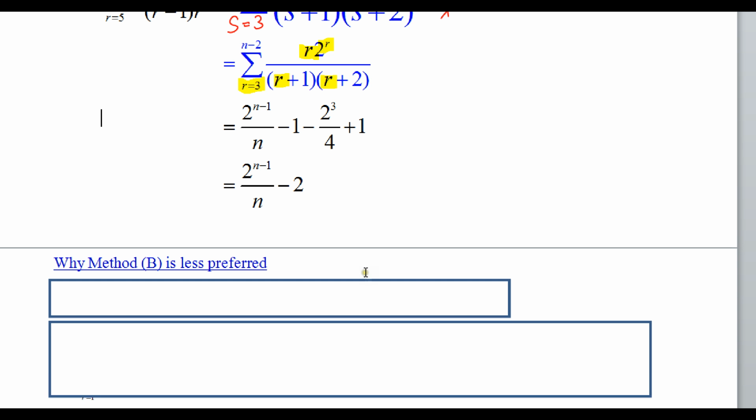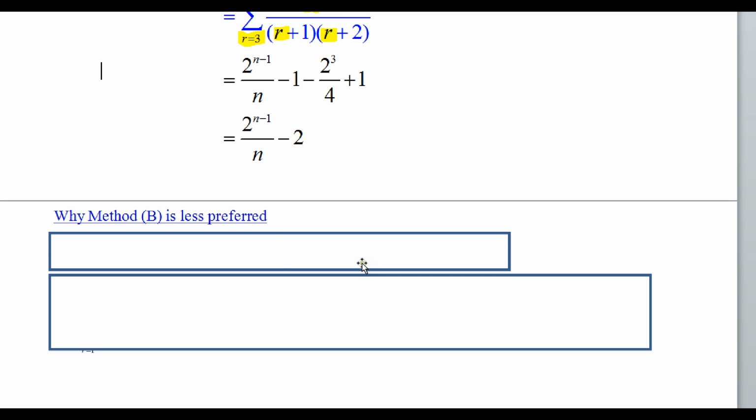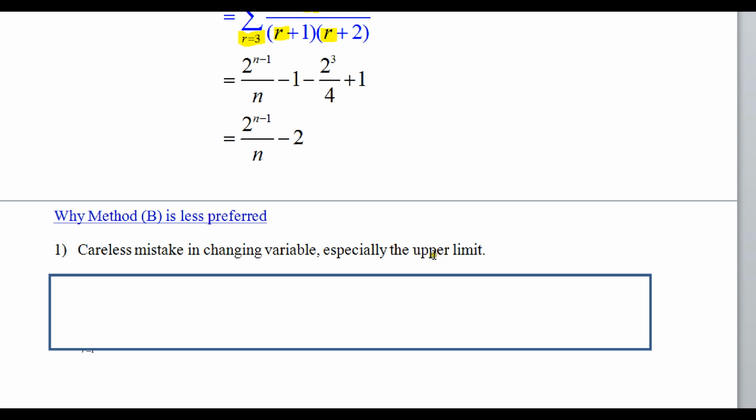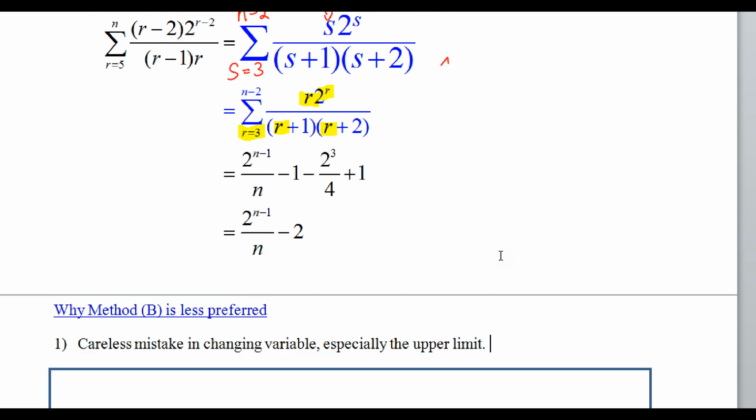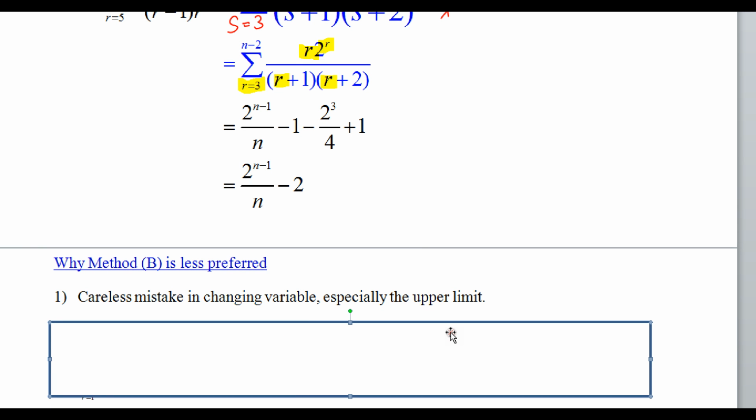Now, why is method B less preferred? Two reasons. One, there may be careless mistakes in changing variable, especially the upper limit. What do I mean? Because this step, many people may miss out this n and just write it as n. No, because you remember this line that I emphasized earlier must be there. Alright? So many people will make this careless mistake.